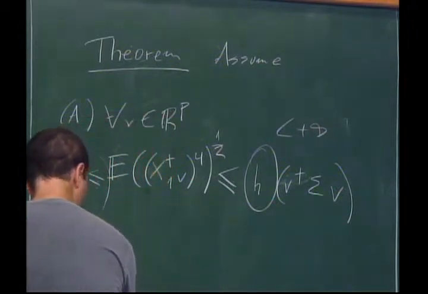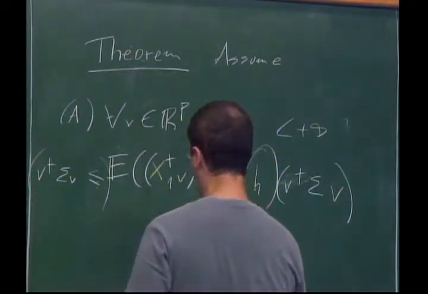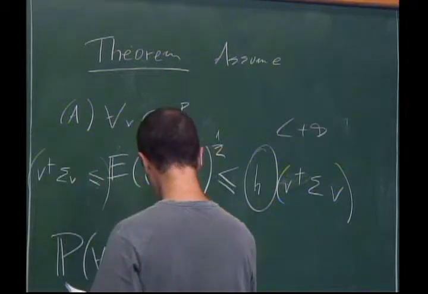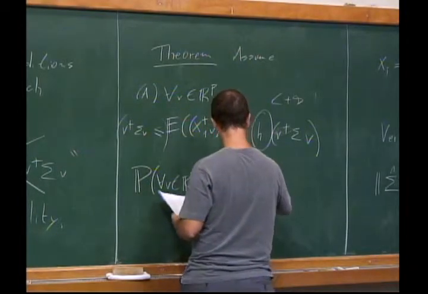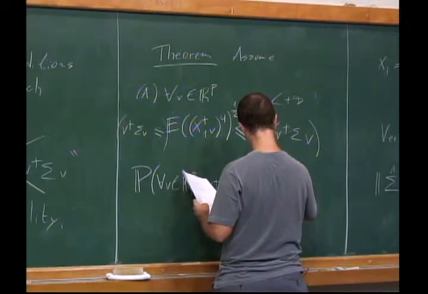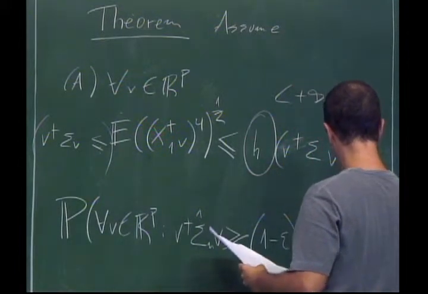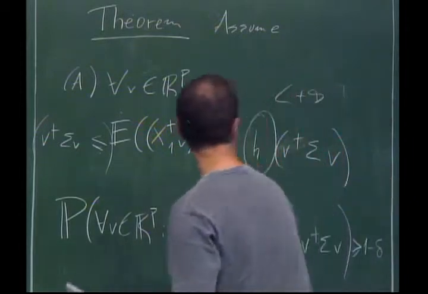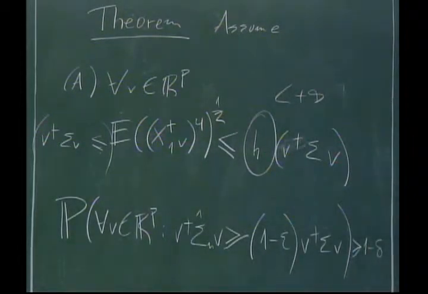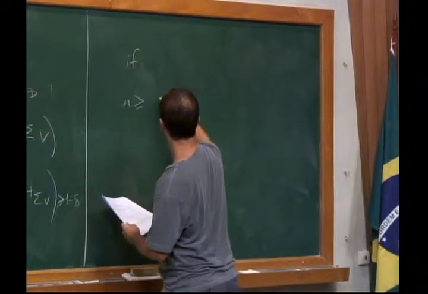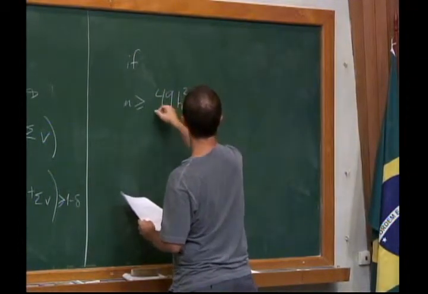And then, under this assumption, I have the following result. I have that the probability that for all vectors v in R^p, v transpose sigma hat n v is larger than, okay, I'm going to write it like this, 1 minus epsilon times v transpose v, this is larger than 1 minus delta if, and let me put the if here, if n is larger than, well, there's some funny looking quantities here.